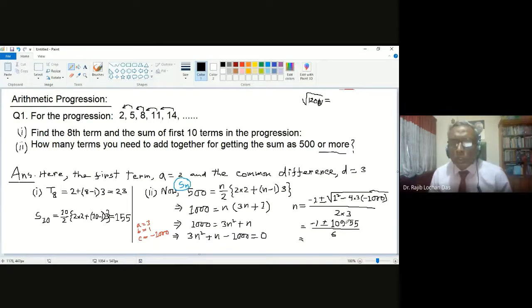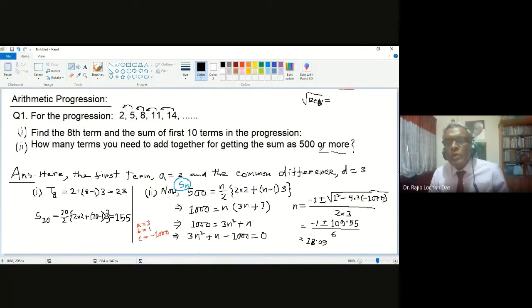So you will take plus only. So minus 1 plus 109.55, that means 108.55, divided by 6. So 108.55 divided by 6 means what? It will be 18.09. So 18.09.